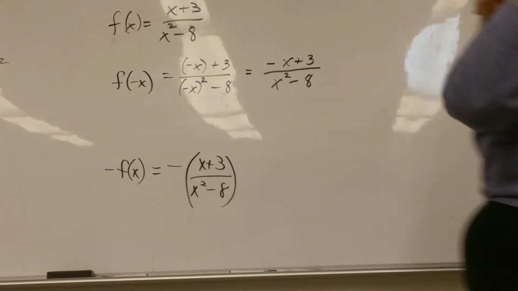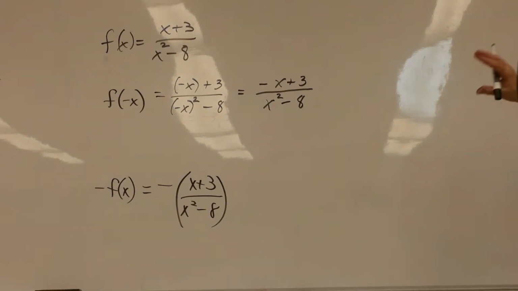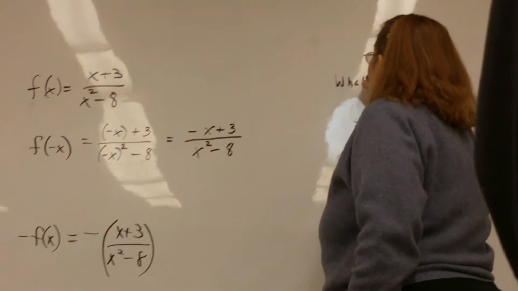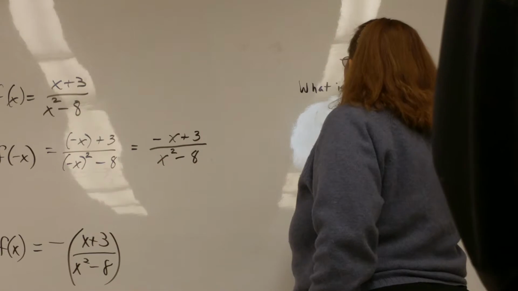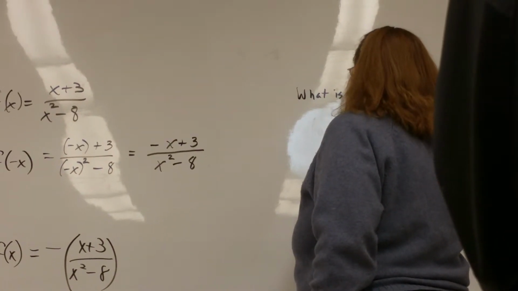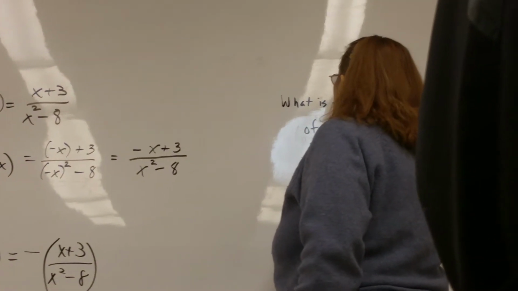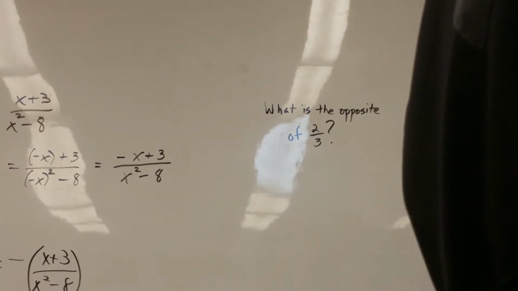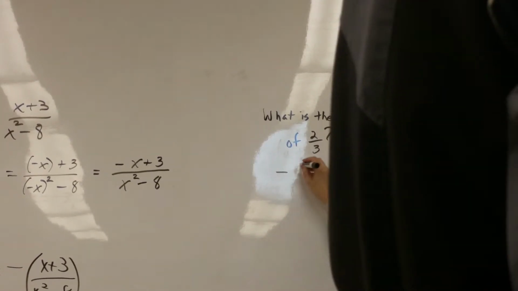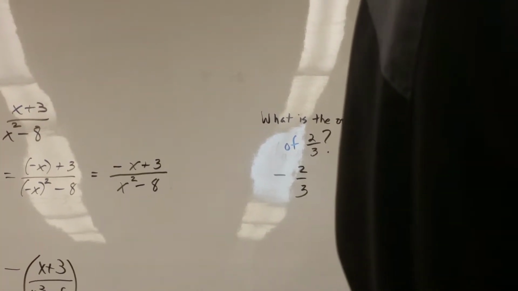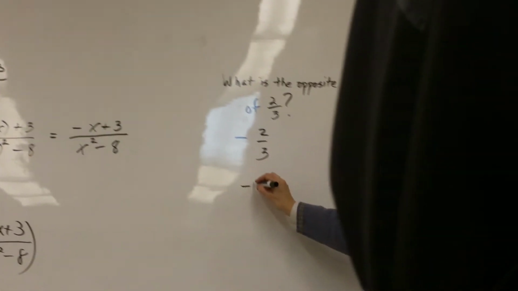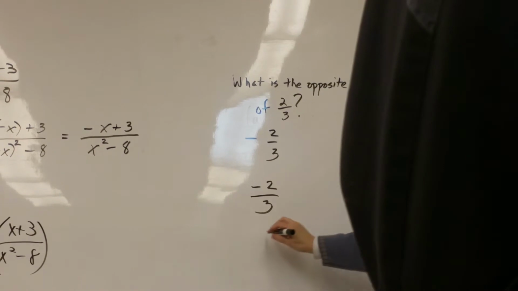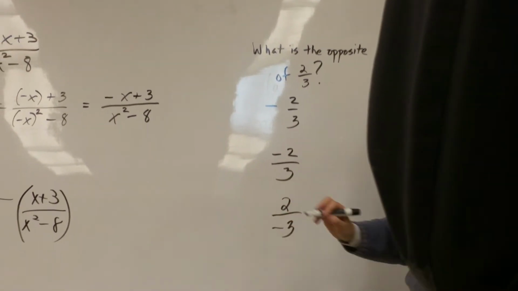Let me just try this with a number fraction, then we'll come back and try it with that algebraic fraction. What is the opposite of 2/3? Negative 2/3. You could put the negative in front of the whole fraction. Write it like that. You could put the negative in the top of the fraction and write it like that. Or you could leave the top alone and put the negative in the bottom.